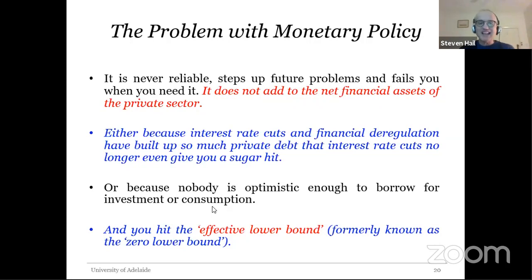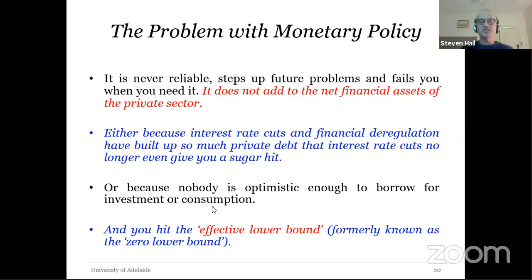Monetary policy can do so temporarily, but is unreliable, and it becomes less and less reliable the more and more debt that already exists in the private sector. Either because interest rate cuts and financial deregulation have built up so much private debt that you get to the point where interest rate cuts no longer work at all, or because people have good reason to be so pessimistic about the future, and of course there's a touch of this now, that nobody wants to borrow for investment or consumption anyway. And so you can cut interest rates and cut interest rates and cut interest rates, and you get to as low an interest rate as you're prepared to go. Now, we used to talk about a zero lower bound for official interest rates.